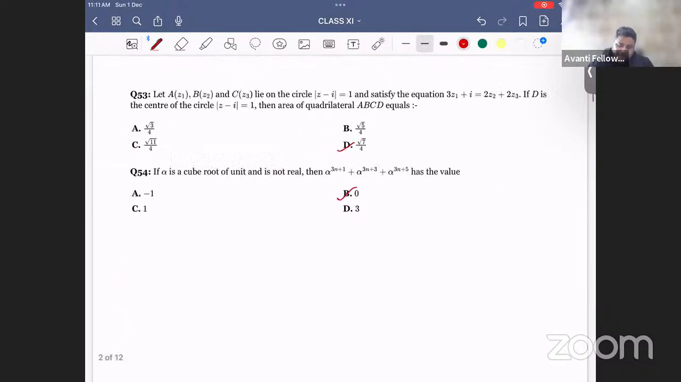Correct? Now get the third question. Let Z1, Z2, Z3 be the three points lying on the circle, magnitude of z minus i equals to 1. So that means this is the circle with center as 0, 1 and radius as 1. So this is something like this.